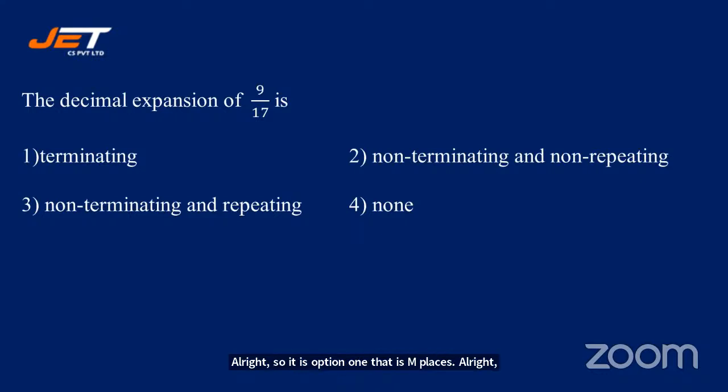The decimal expansion of 9 by 17 is dash. Right? So you just have to work out 9 by 17. What would you get? Is it terminating, non-terminating and non-repeating, or non-terminating and repeating, or is it none? Understood? Yes. Let's see how many are able to give me the answer. Just quickly work out what is 9 by 17. So you get 0 point something, isn't it? Yes. Let's see how many are giving me the right answer.